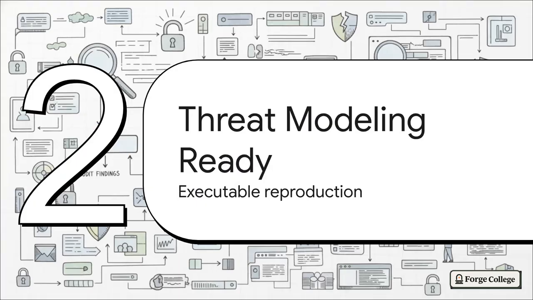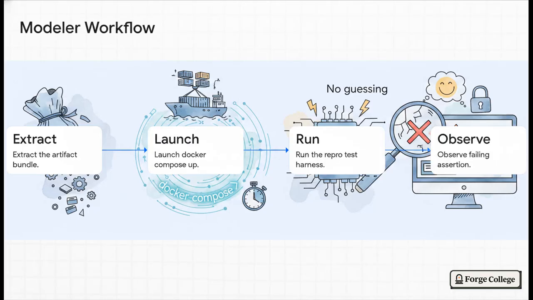Which brings us to our final section, Section 6, Ready for Threat Modeling, taking it from a static finding to an executable reproduction. Now put yourself in the shoes of the threat modeler, who just received your beautifully packaged bundle. For them, the workflow is completely frictionless.